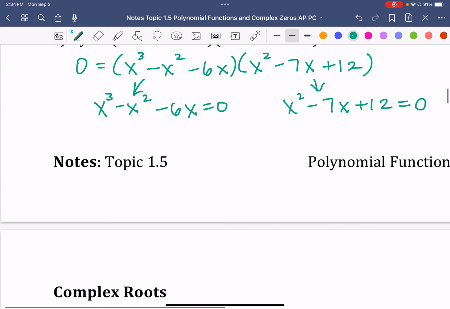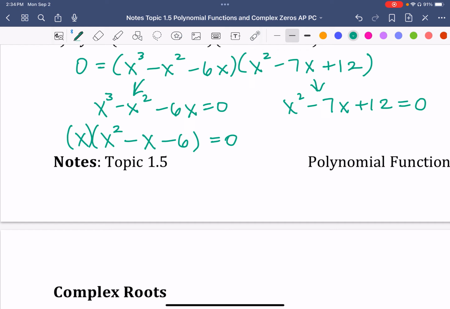Okay, on this one, I do see that all of them have a common factor, so I'm going to use the factoring method called greatest common factor. They all share one x in common, so I can take an x out. If I take an x out of x cubed, I would be left with x squared. If I take an x out of negative x squared, I would be left with negative x. And if I take an x out of negative 6x, I would be left with negative 6.